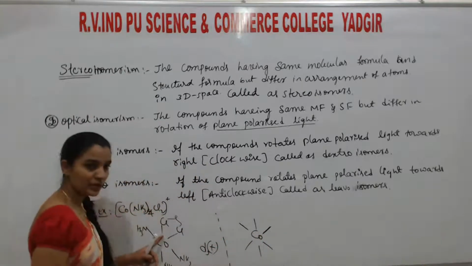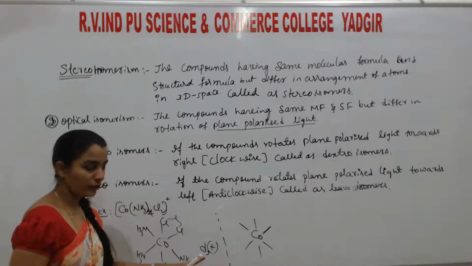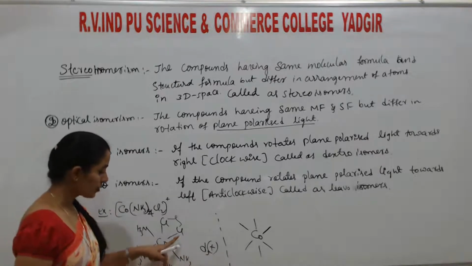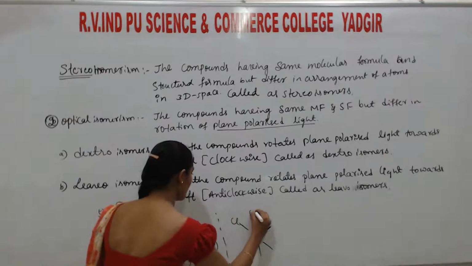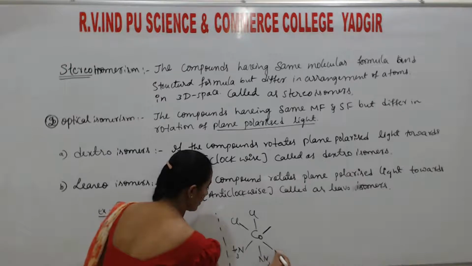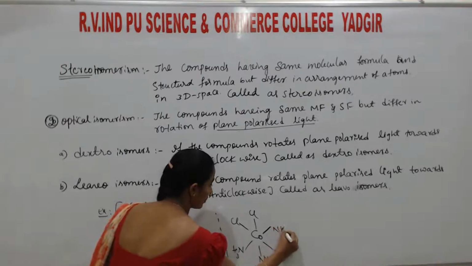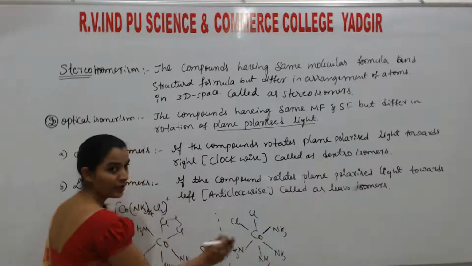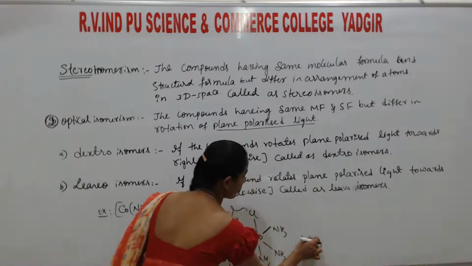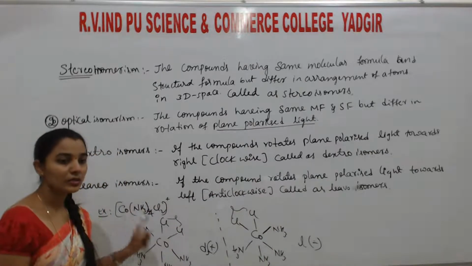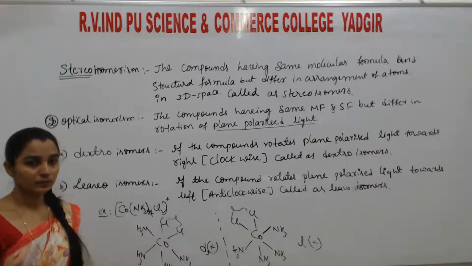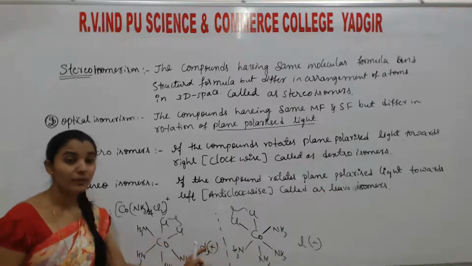If we place this compound in front of a mirror, we will observe this Cl is here, this Cl is here, this NH3 is here, NH3, NH3, NH3. So this is exactly a mirror image. Then this one must rotate the plane polarized light towards the left. This means cis isomers exhibit optical isomerism. Understand? Only there should be mirror images.